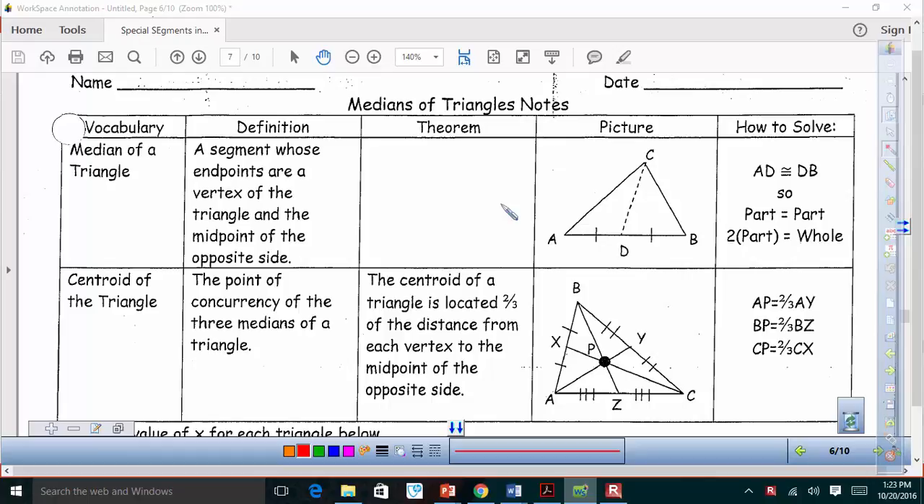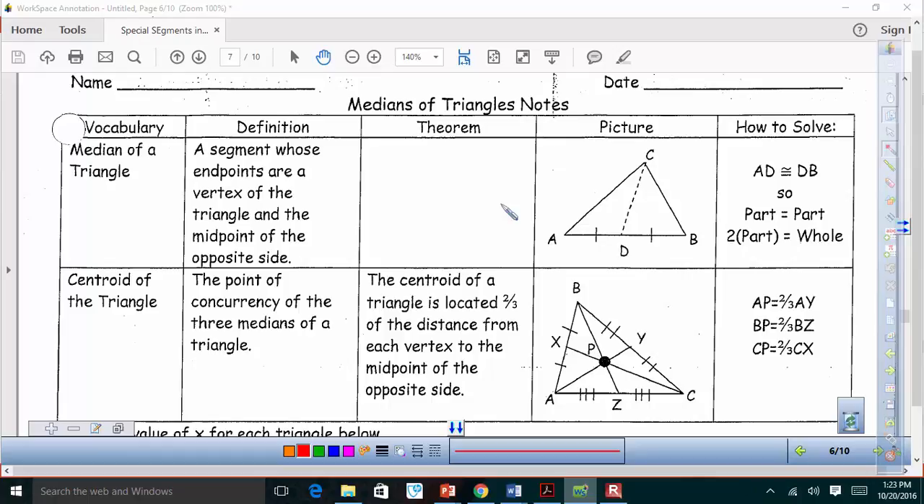The second thing that we talked about was a perpendicular bisector. So what does perpendicular mean? Forms a right angle, and then bisector means it cuts it in half. Okay? So perpendicular bisector forms a right angle and cuts something into 2 equal halves.